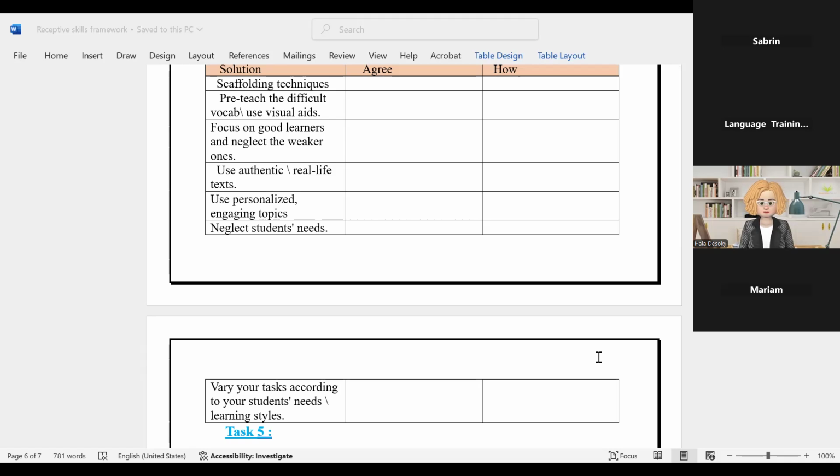Shall we choose among them, Dr. Khulud? Shall we choose among these techniques or these solutions? Okay. Yes. Let's wait for seconds. Okay. Focus on the beginners.